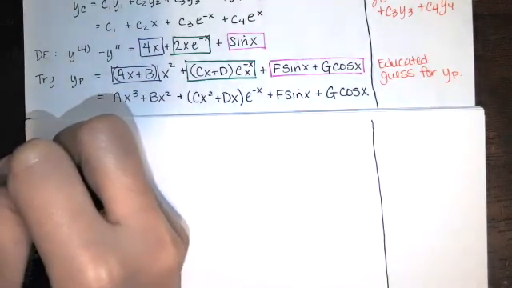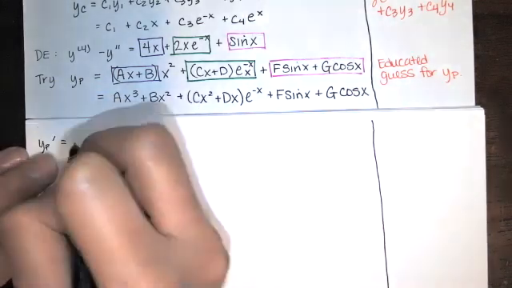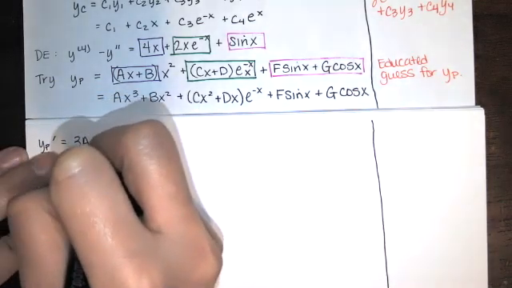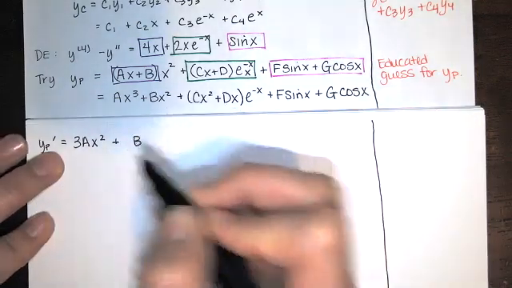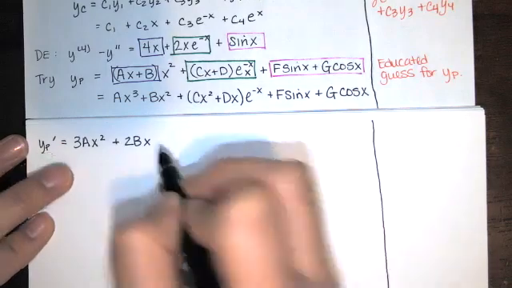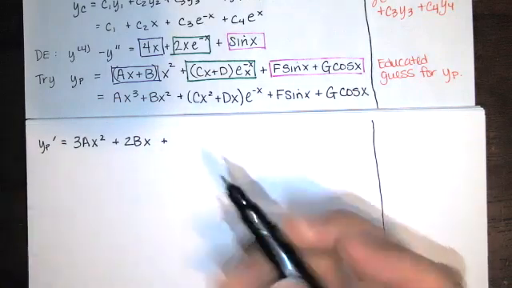So we'll take the first derivative. Derivative of ax cubed is 3a times x squared. Derivative of bx squared, you bring the b down. Derivative of x squared is 2x. And then here we've got to use the product rule.